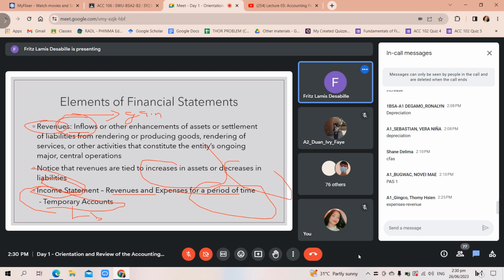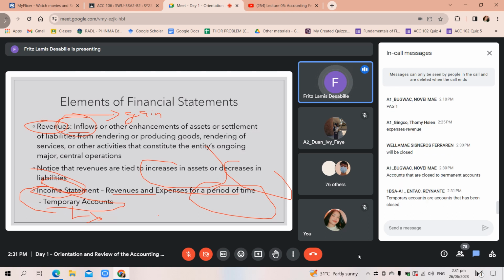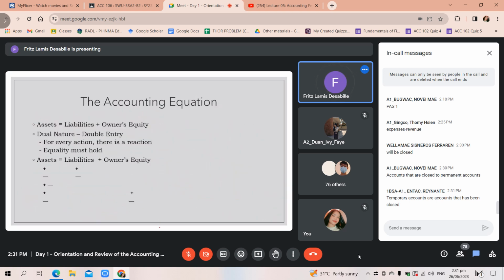Or when you are in ACC 102, ginaunsa ninyo ang temporary accounts? Will be closed, correct? So, gina-close siya sa income summary. Usually, sa equity, di ba? You close your income summary to equity or to retained earnings. For corporation, retained earnings, okay, correct. Temporary accounts are accounts that get closed. Example, kana na sila mga income, revenue, and expenses.